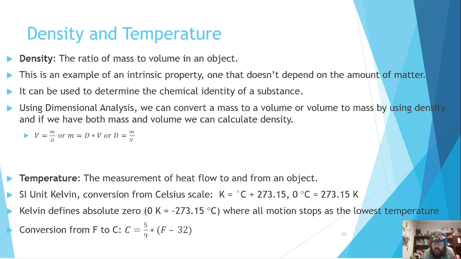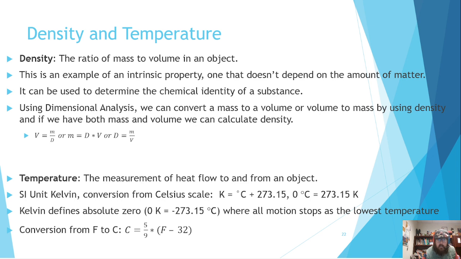It's just going to be a lot of floating cork. We can use density to determine the chemical identity of a substance. So if you measure the density of a metal, you can determine what type of metal it is based on how much volume a certain weight displaces. But dimensional analysis will allow us to convert mass to a volume to a mass if we have a density. And if we don't have a density, but we have a mass and a volume, we can calculate density.